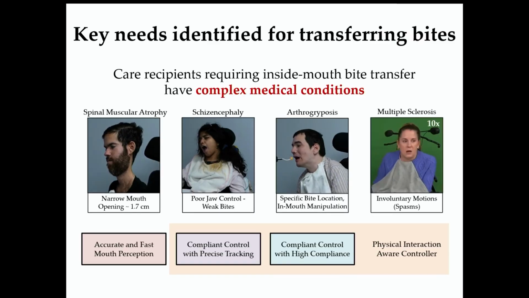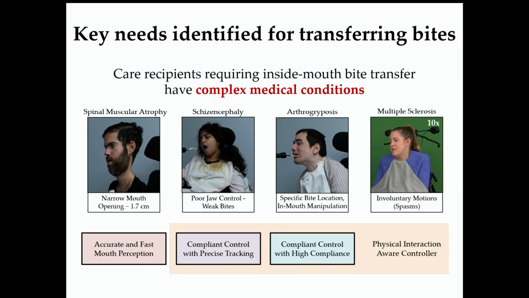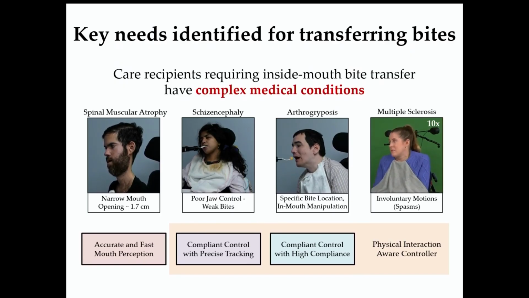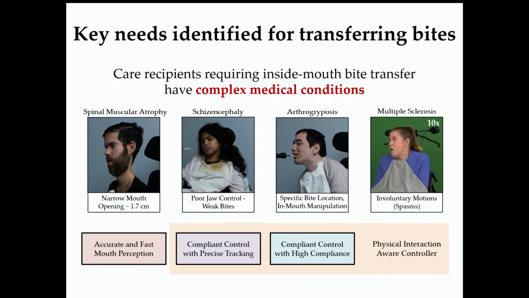when we tried to identify the needs of our target population, we found that many people who require an inside bite transfer have very complex medical conditions. So for example, this person with spinal muscular atrophy has a very narrow mouth opening, which means for a robot, there is no obstacle-free path. When you think about robots, or let's say self-driving cars, most of the community thinks, okay, all of the objects in my environment are obstacles, I need to avoid contact. There is no solution here while avoiding contact. You have to come in contact, right?